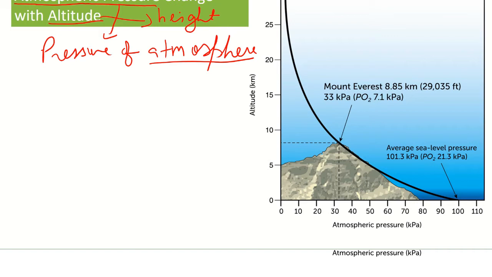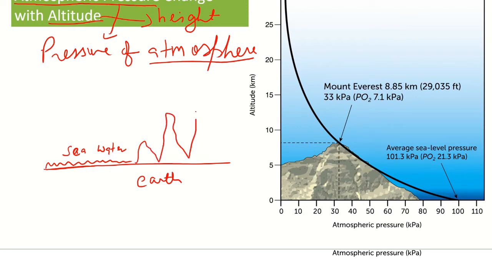So if I say this is our earth, so on the earth there is a sea. So you say here this is seawater, and also some mountains are there, like these are some mountains like that. So these are the mountains.